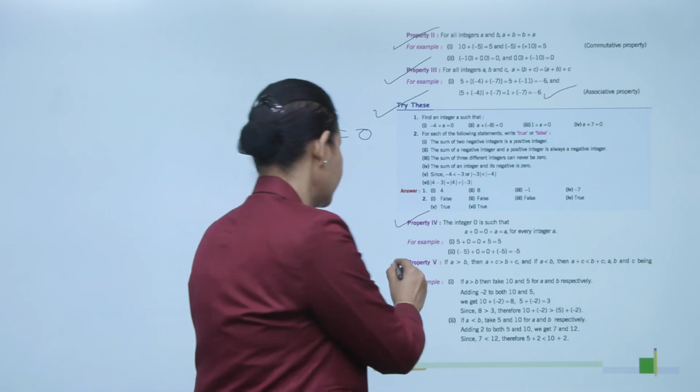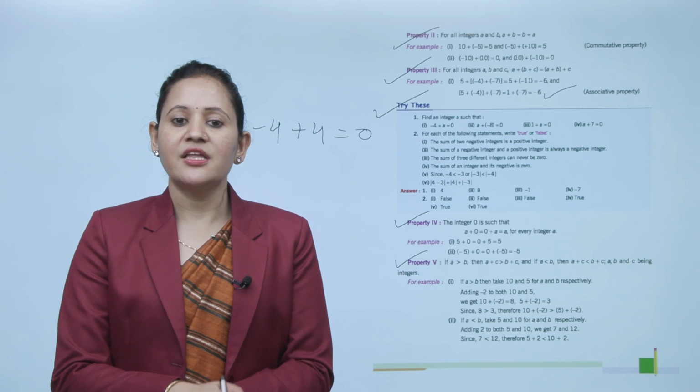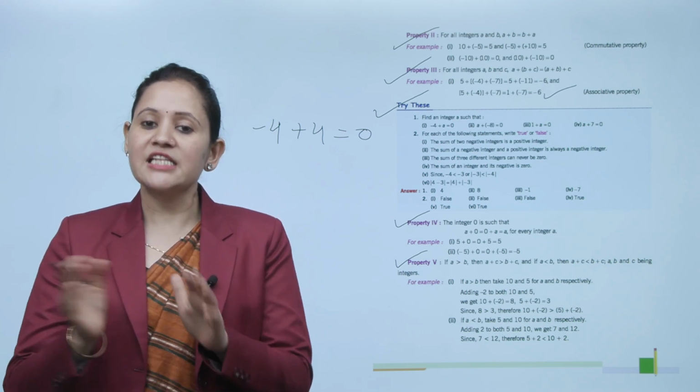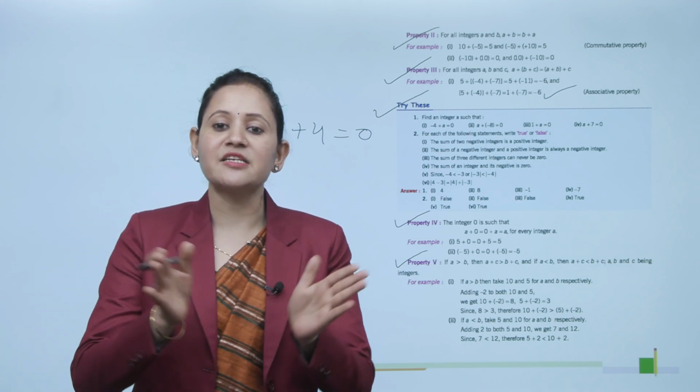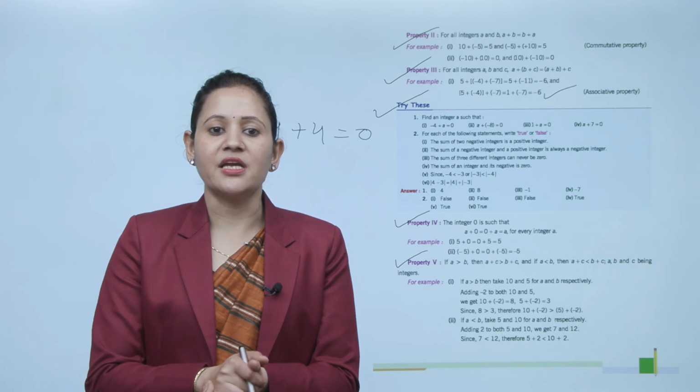Property 5: if A is greater than B, then A plus C is greater than B plus C. If A is less than B, then A plus C is less than B plus C. Clear? A, B and C being integers.